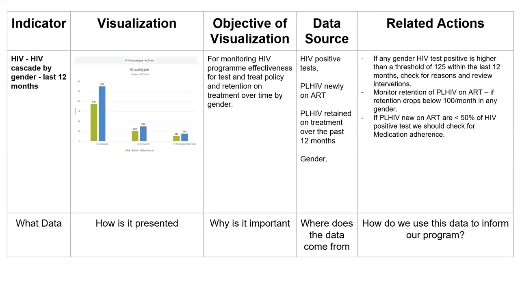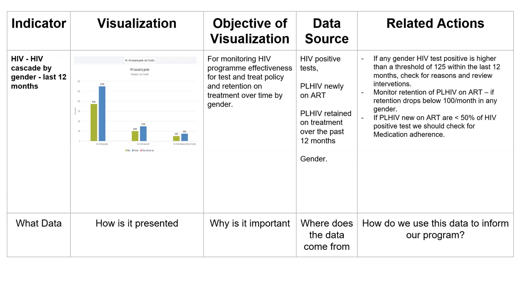Our source of data came from those who tested positive for HIV, persons living with HIV who have been newly enrolled on ART, and those retained over time, over the last 12 months within the treatment regime. Then also the gender, because we needed the data by gender, male and female, to be able to get that visualization.